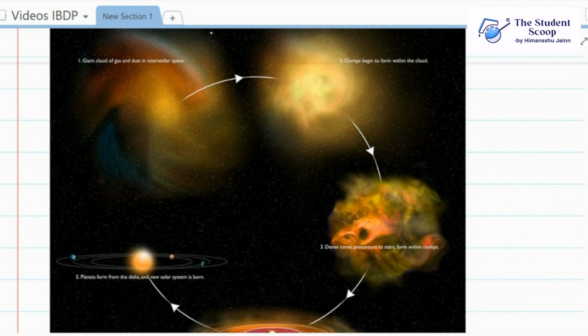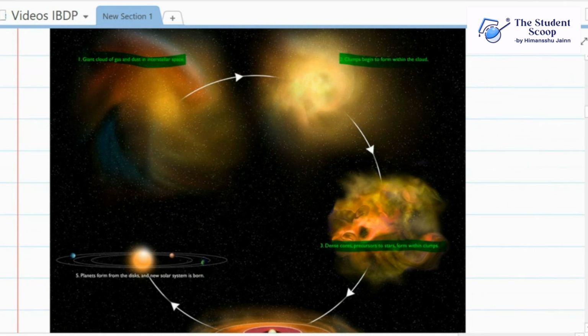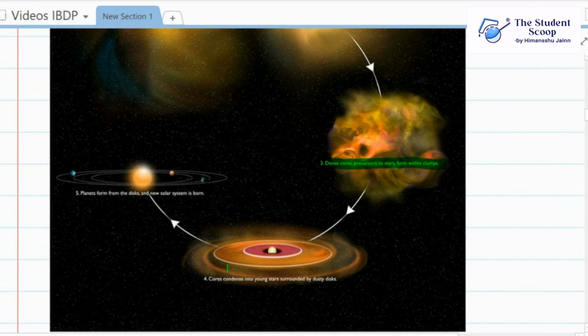Now, this is just a pictorial way to say what happens over the period. So we have the dust and gas cloud. Okay, then there is a change. There is accumulation of the star. There are small dense cores, and then you can see there is a core building up a star, and all the particles which are surrounding this star is what we call an accretion disk, which eventually leads to formation of planets.